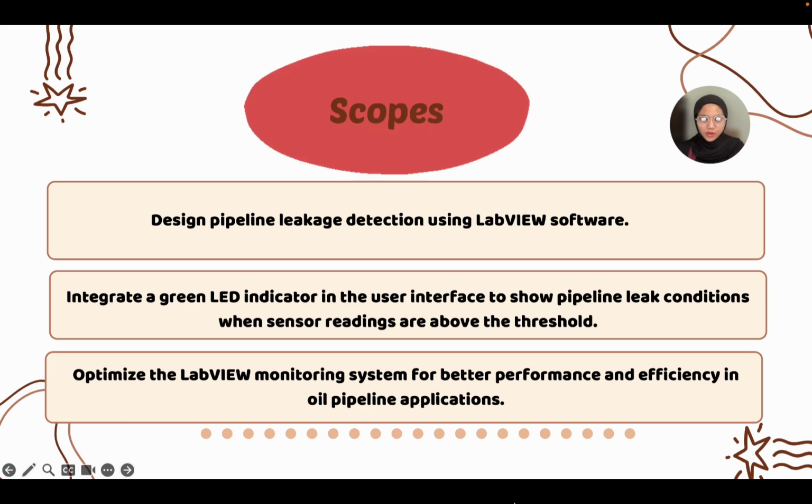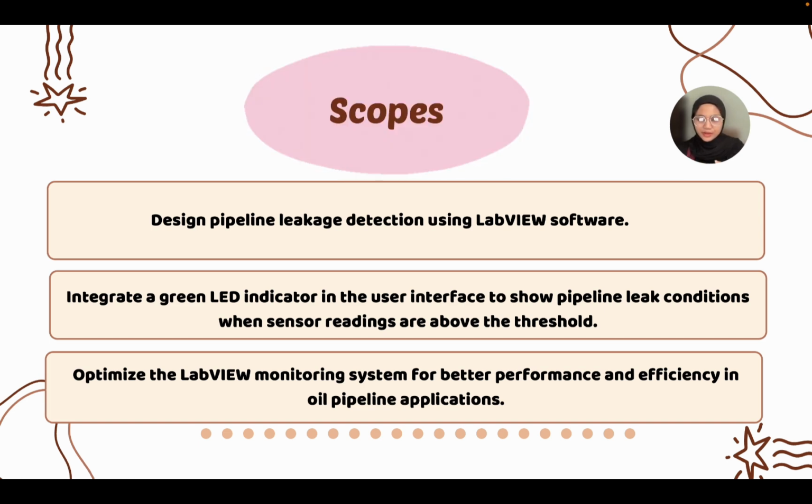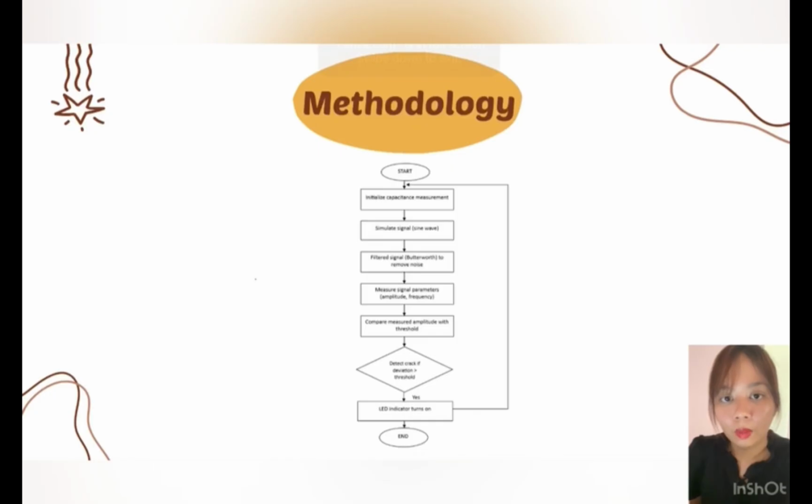So these are the scopes of this project: design pipeline leakage detection using LabVIEW software. Next is to integrate a green LED indicator in the user interface to show pipeline leak conditions when sensor readings are above the threshold value. And last but not least is to optimize the LabVIEW monitoring system for better performance and efficiency in oil pipeline applications. I'll be explaining the flowchart for the methodology part of this simulation or project.